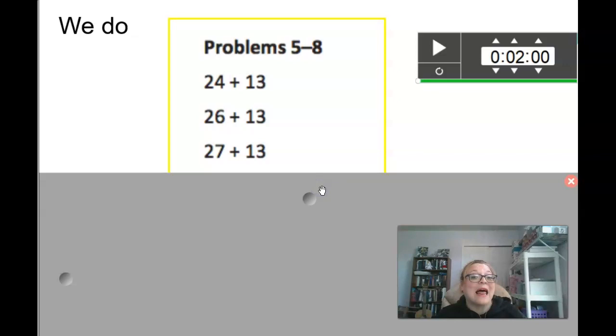Nice job. All right, let's try another one. This one's going to be a little bit trickier. So I want you guys to try this. Remember, draw it, count it using your 10s and 1s chart, and then we'll come back and check your work.